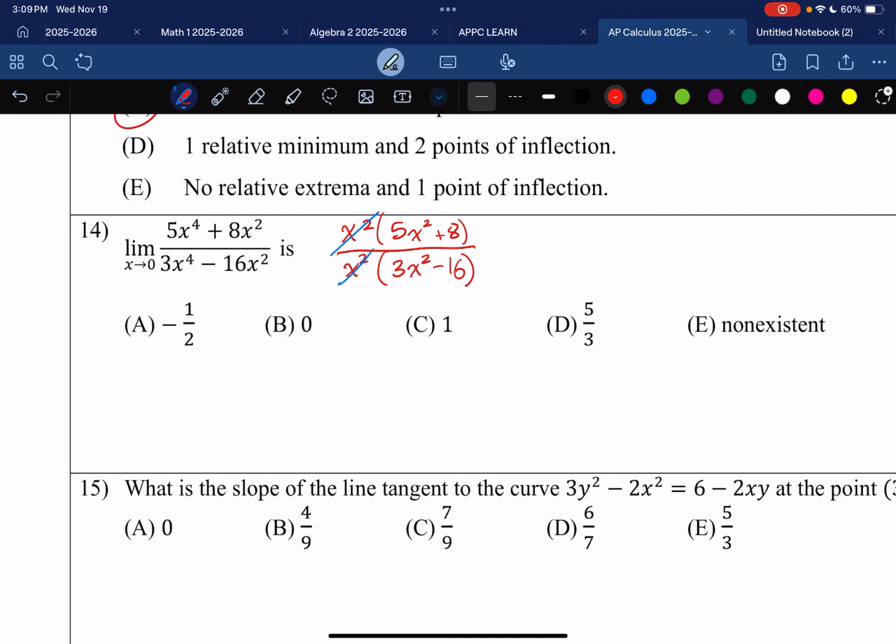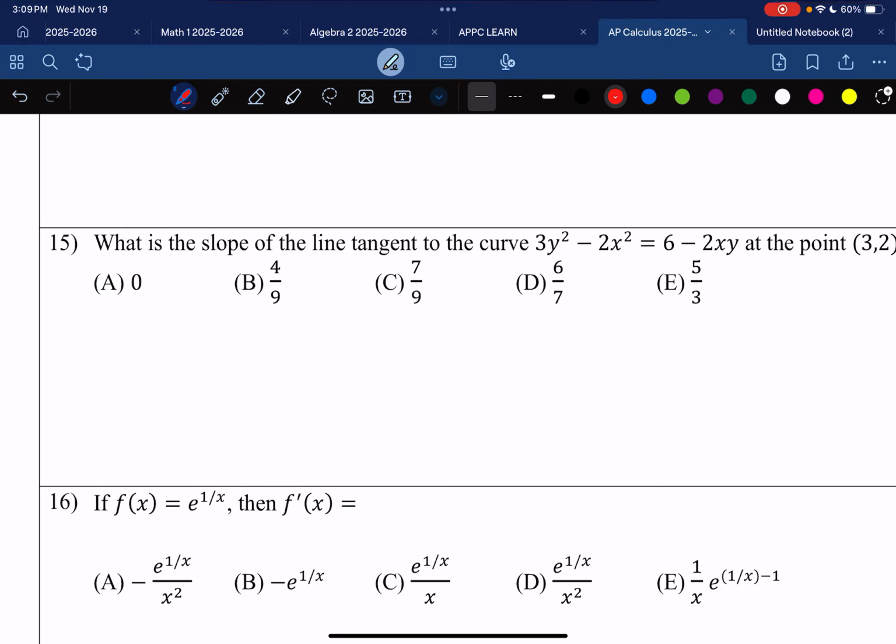And after I cancel, I will plug back in, meaning this 0 is being plugged in for this x, and that 0 is being plugged in for this x. If I have 0 squared times 5, this entire term is 0, this entire term is 0, meaning they're gone, and I'm left with 8 over negative 16. I'll write that down. This is 8 over a negative 16, which reduces to a negative 1/2. Again, a review question, but nonetheless, the answer is A.